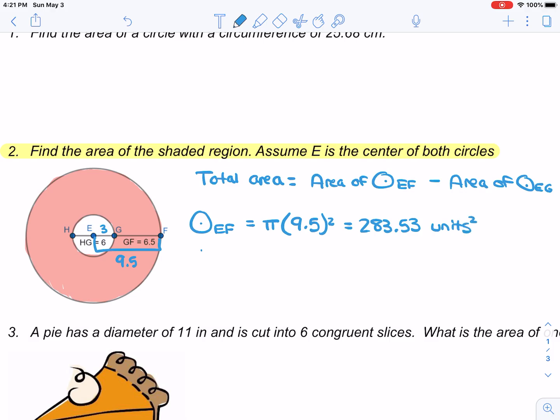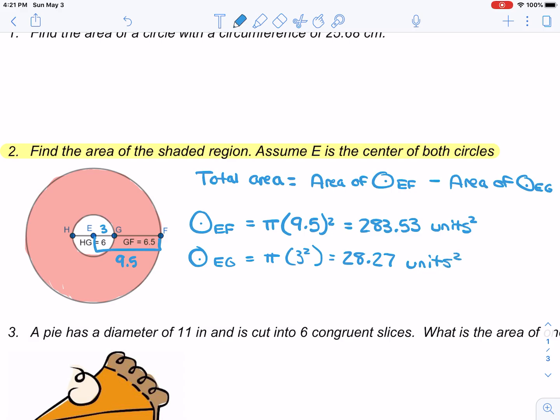Same idea now for my circle with EG as the radius. That's going to be pi times 3 squared. And if you enter that in your calculators, we should get 28.27 units squared.